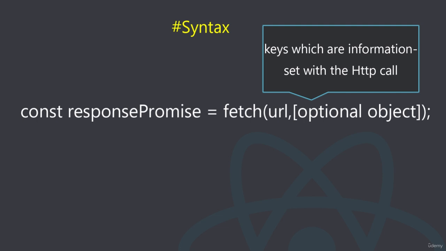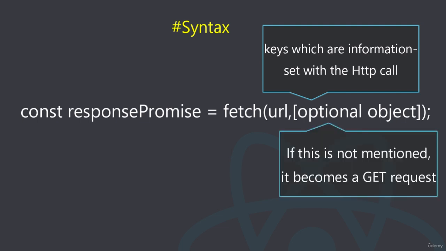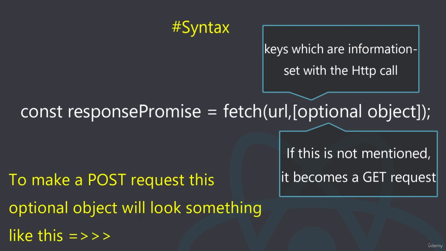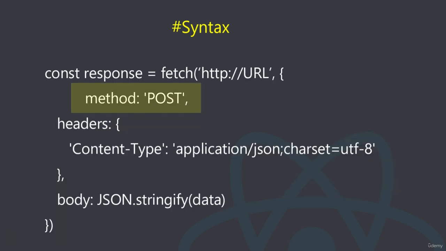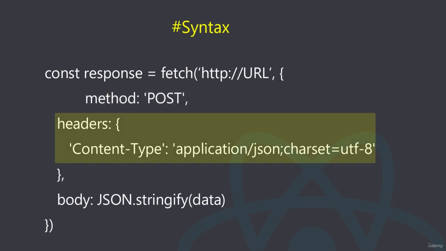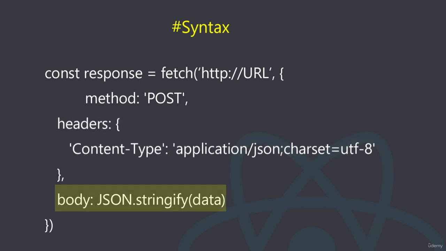For example, to make a POST request, because as I just mentioned, if you do not have this second parameter, then it will be a GET request. But let's say you want to make a POST request. To make a POST request, this optional object will look something like this, where we have the method, where you write POST or whichever request you want to make. The headers, where you define the header related information for the request. And of course the body, where you send the information to the URL.